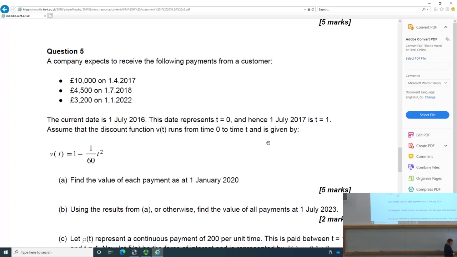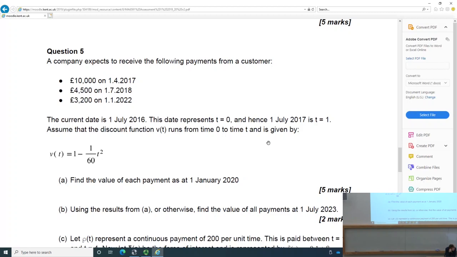Right. A company expects to receive the following 3 payments from a customer. 10,000 on the 1st of April 2017, 4,500 on the 1st of July 2018, and 3,200 on the 1st of January 2022. So quite a range of dates. The current date is 1st of July 2016, so 1st of the 7th, 16. This date represents time 0, and hence 1st of July 2017 is t equals 1. So t is in years.